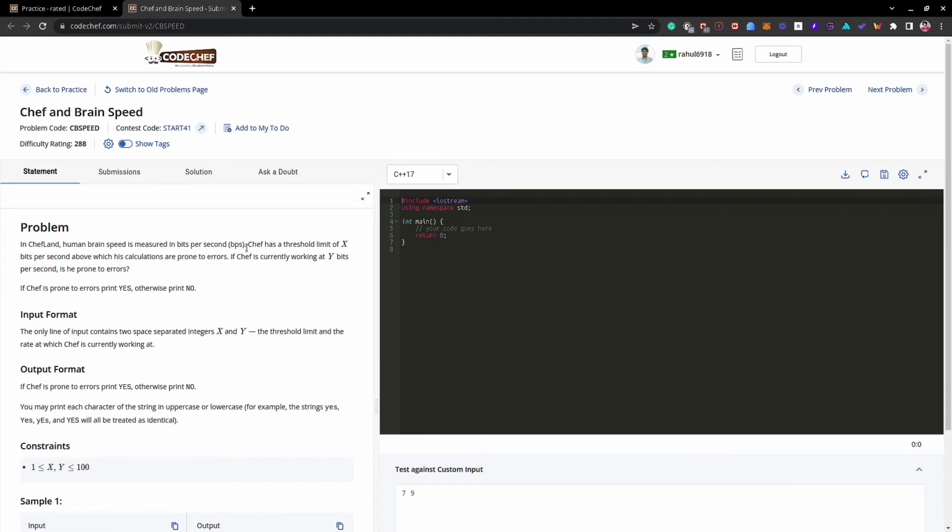So here the problem is: in Chefland, human brain speed is measured in bits per second, like computers. And Chef has a limit, like we all have, X. So I'm just doing the code and listening to the music. So let's do this.